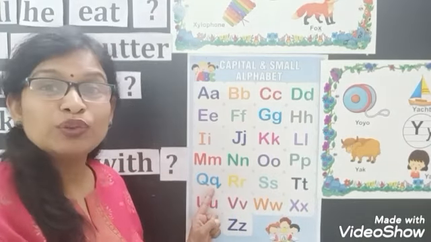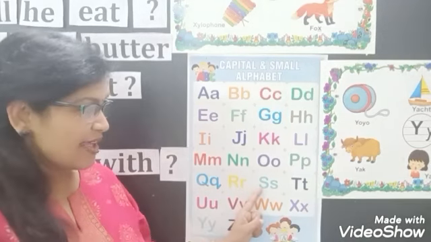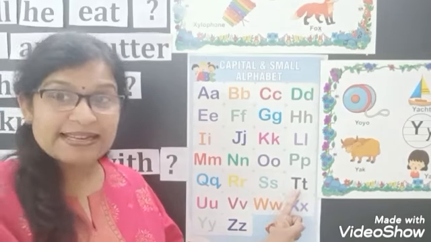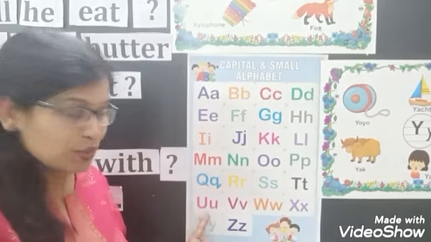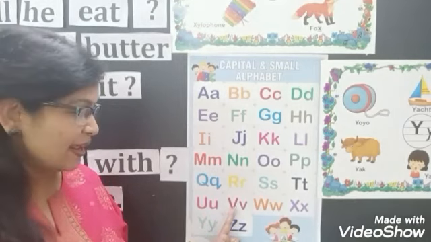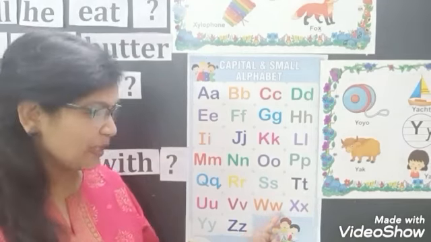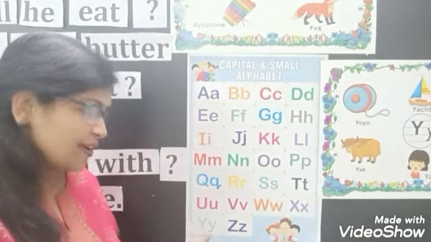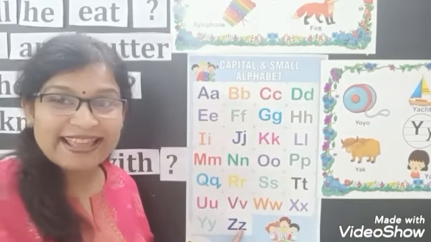Capital Q, small q. Capital R, small r. Capital S, small s. Capital T, small t. Capital U, small u. Capital V, small v. Capital W, small w. Capital X, small x. Capital Y, small y. And capital Z and small z.